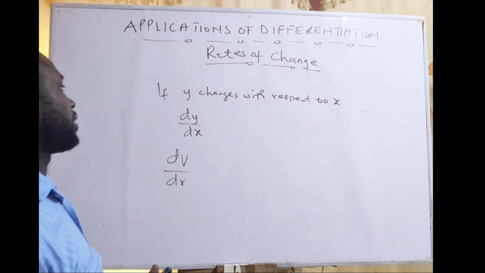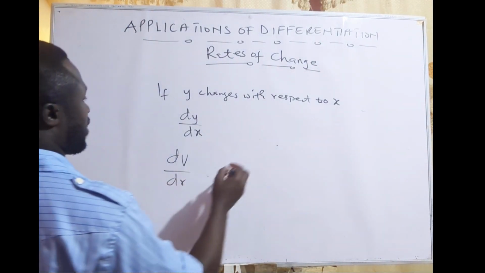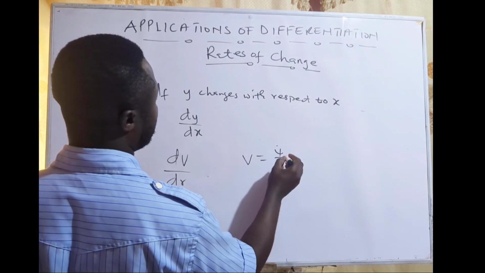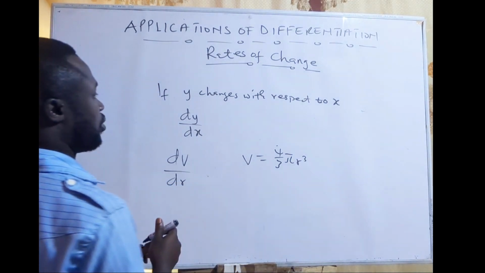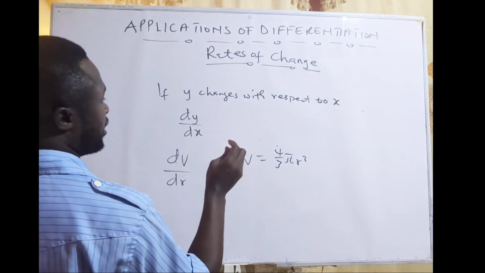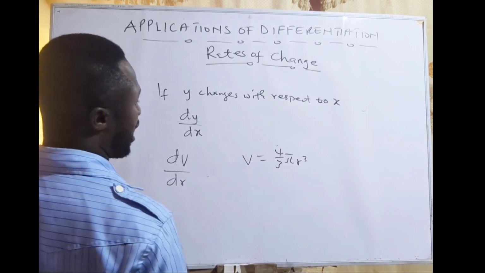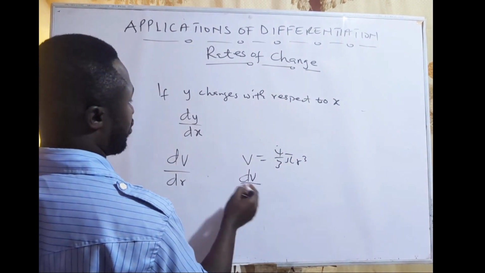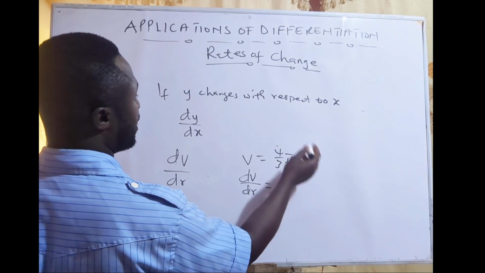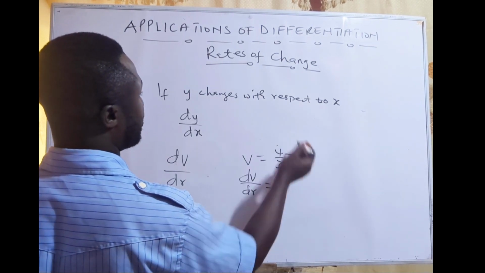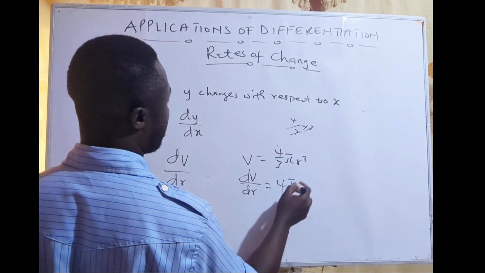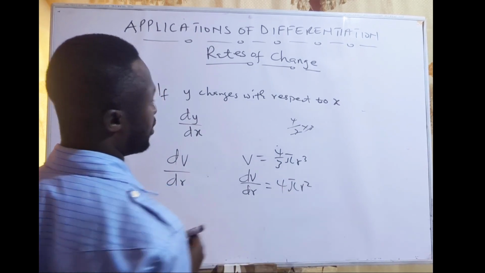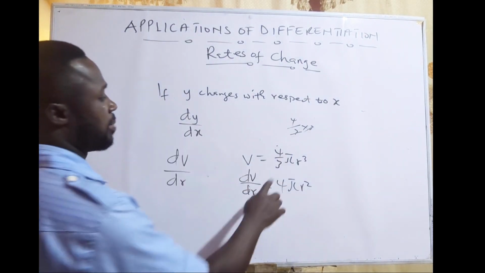Sometimes I'm giving v in terms of r, so v is equal to 4/3 pi r cubed. If I want to find the rate at which v changes with respect to r, that will be dv/dr. Then my 3 will come into 4/3 times 3, that will be 4 pi r squared, and I'll subtract 1 from the power. Take note that the pi is constant.